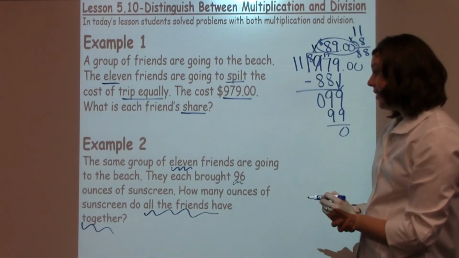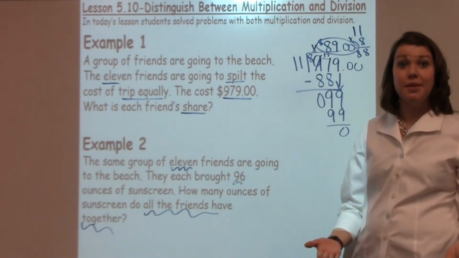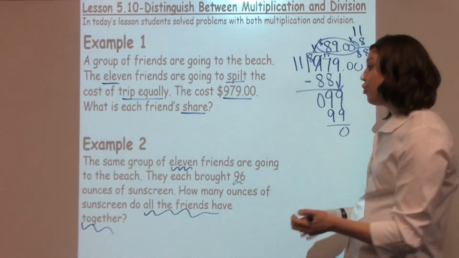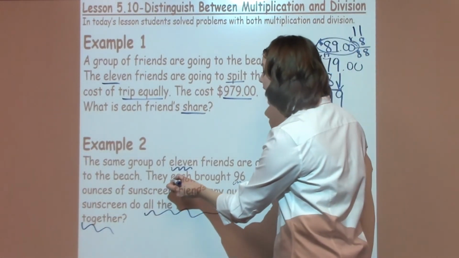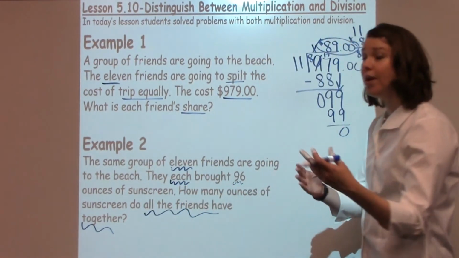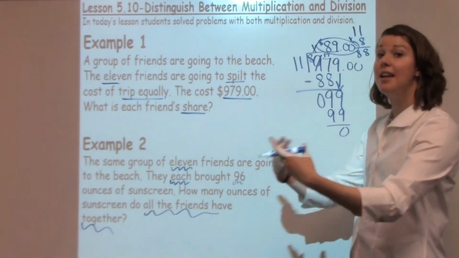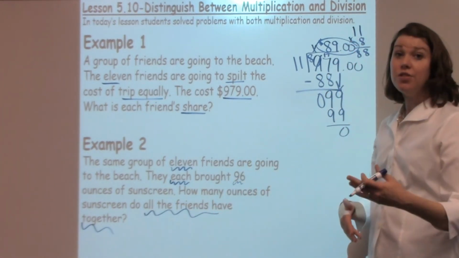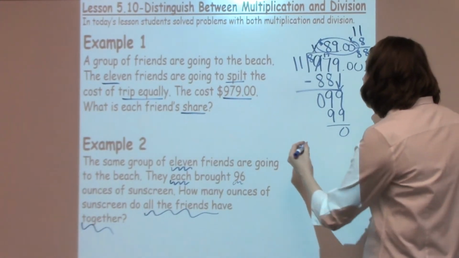Alright, a lot of students might see this answer and think all the friends together. Well, that tells me that all together sometimes tells me to add. Well, in this case, that's true, but there's another key word in this question that signals that it's multiplication, which is the word each. So one of the 11 friends has 96, and another one has 96, and another one has 96. So students could add 96 11 times, or a faster way to do that would be simply to take 96 times 11.